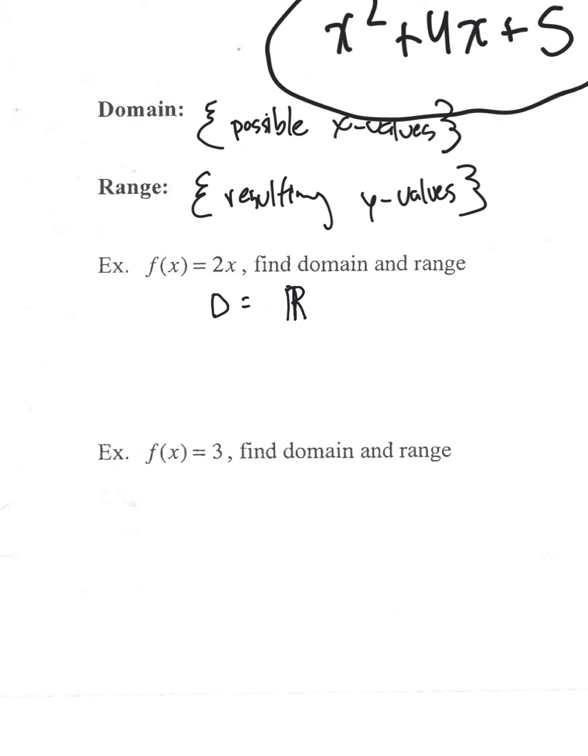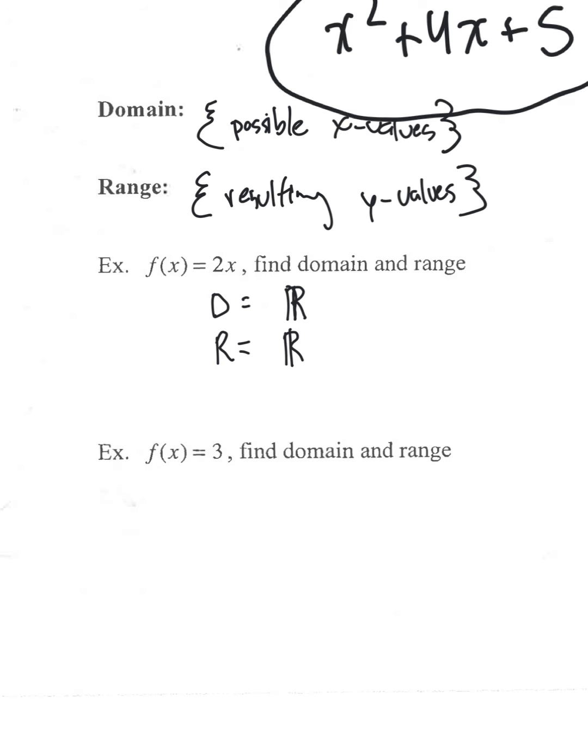I can plug anything in here, and maybe this seems a little too obvious, and maybe it'll become more clear why this isn't always the case with a few other examples. But for this one, any real value will work for x. And as we take any real value and multiply it by 2, the resulting range actually kind of shows us that we can actually have all reals for the range as well, because the resulting range has no limits because the domain has no limits.